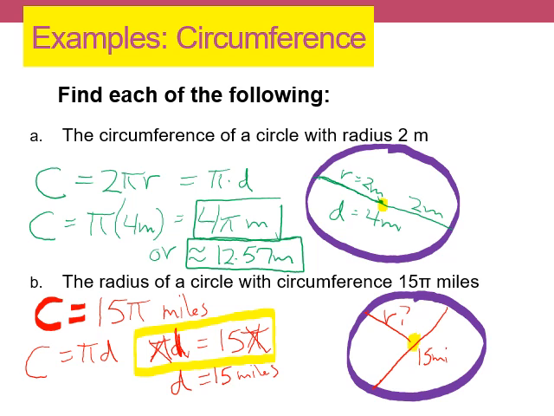How much is the radius? Well, the radius is half of that. So it's half of 15 miles. So the radius is 7.5 miles. And that's our final answer. Okay, so you have two examples of how to either find the circumference given the radius or find the radius given a circumference.